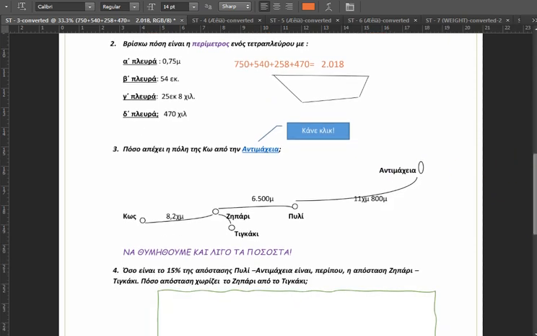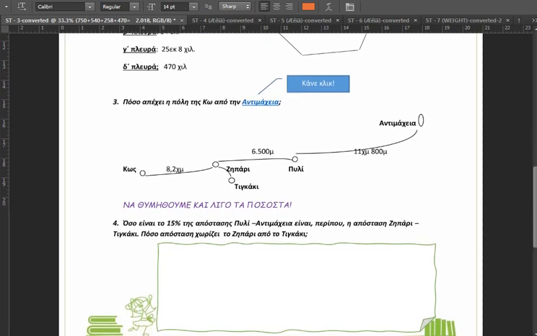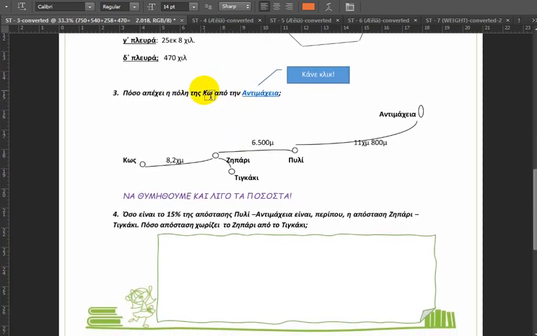Next problem asks how far the city of Kos is from Abimahia. So basically we just need to add all of these distances together. So 8.2 kilometers plus 6,500 meters plus 11 kilometers and 800 meters. So I'm going to turn all of these into meters since they're the smallest one.